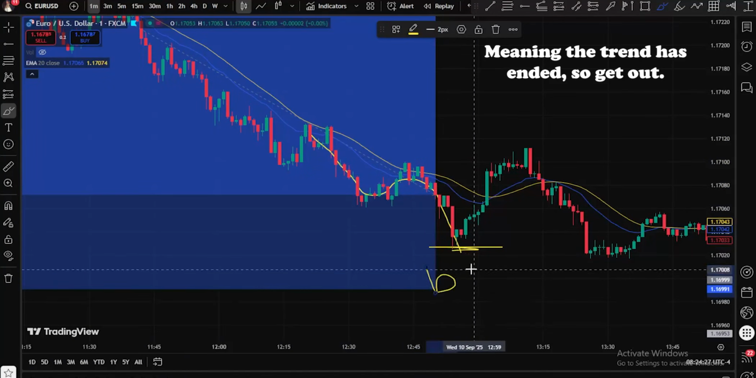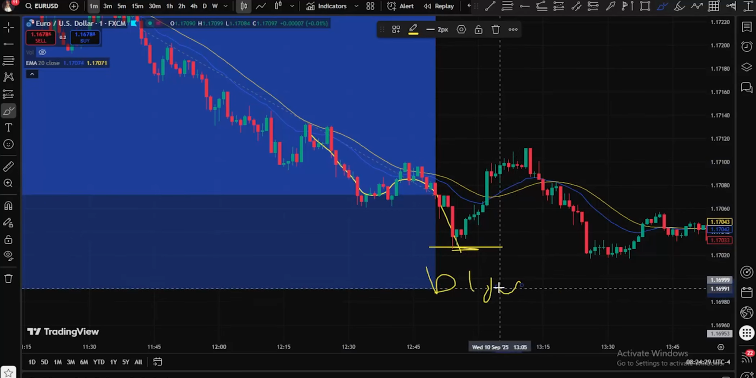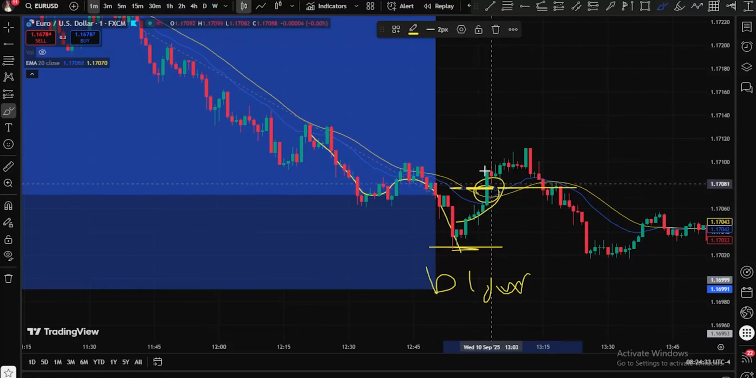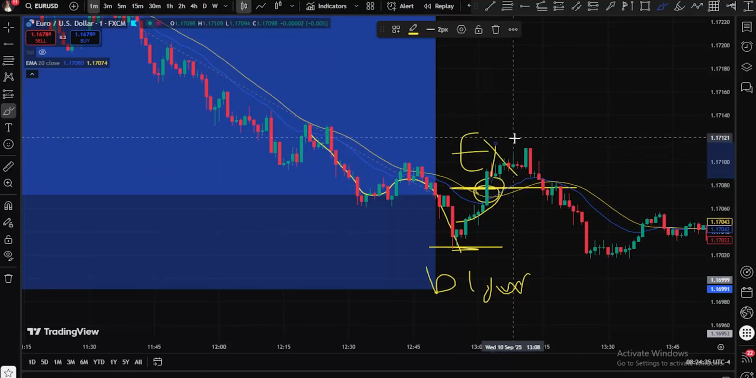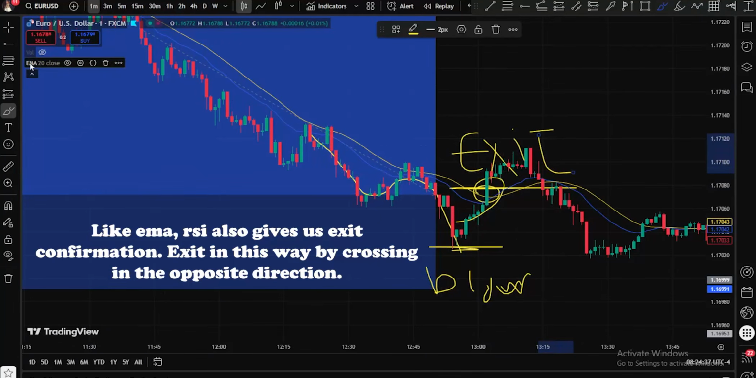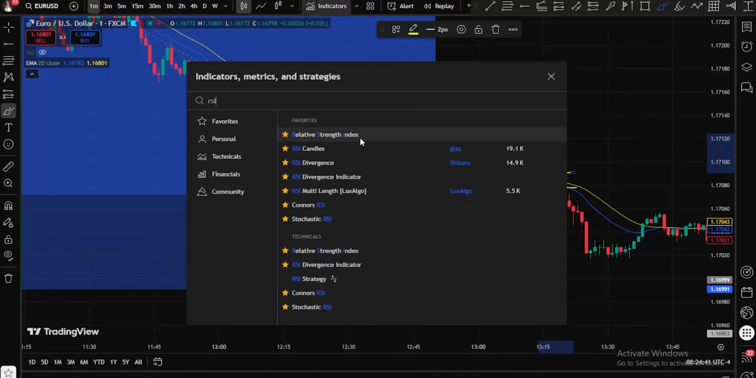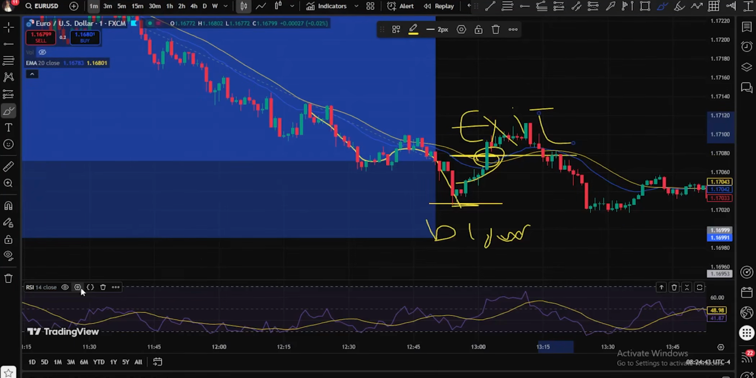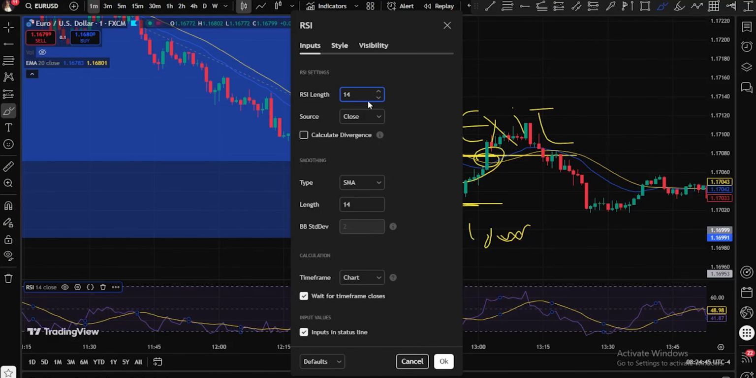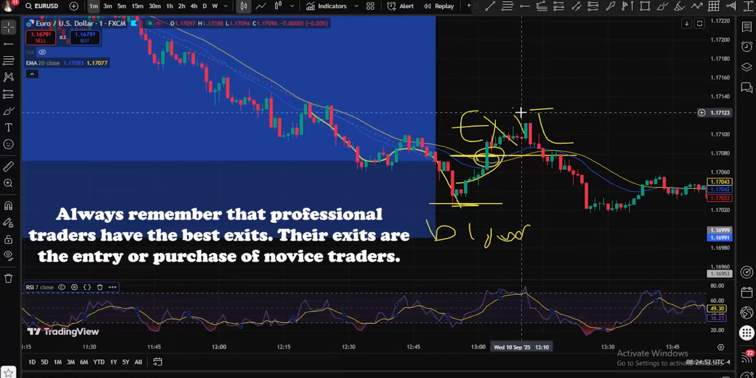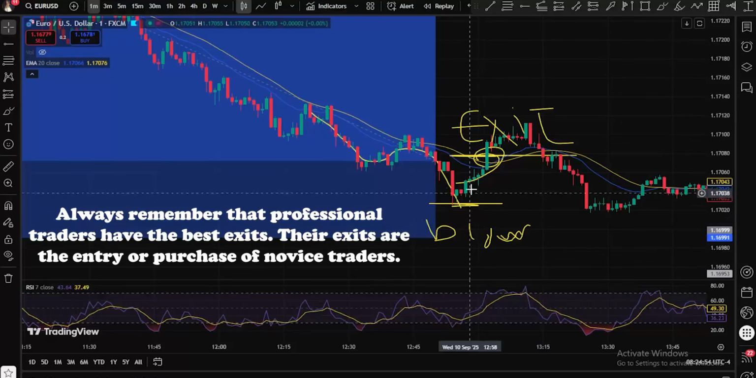Another way is to use the RSI to exit. For example, if the RSI reaches 70 and is turning down, it means that overbought conditions have occurred, so it is better to take your profit and exit. Conversely, for selling, when the RSI drops below 30 and then rises again, it can be a signal to close a sell position.